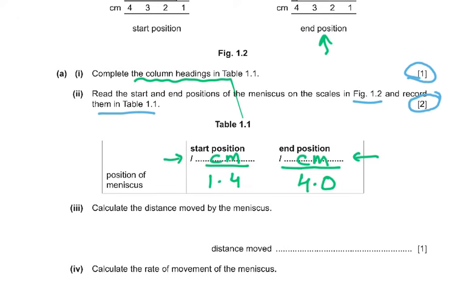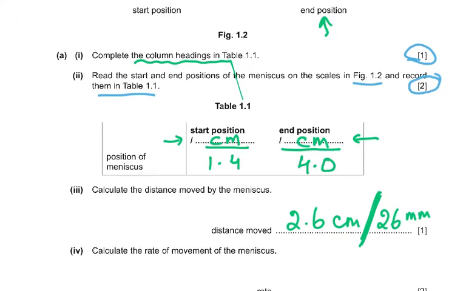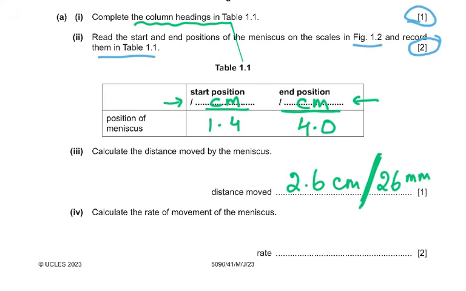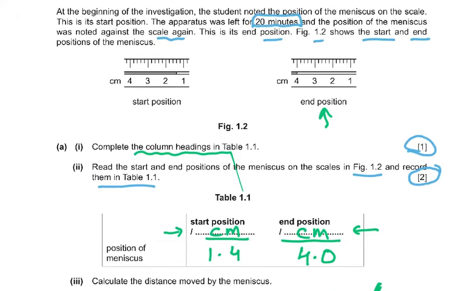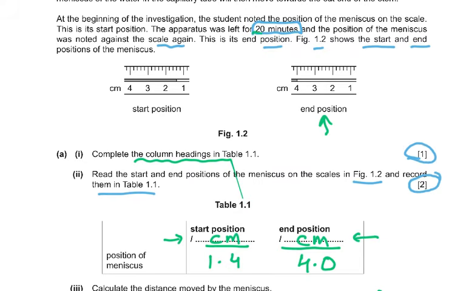Now calculate the distance moved by the meniscus. Distance moved will be how much? It will be 2.6 centimeter. Or you could have written 26 millimeter. So when I put a slash here like this, it means either this or this. It doesn't mean you have to write both of them. Now it says calculate the rate of the movement of the meniscus. Now how will you calculate the rate? That's an important thing, because how much time did it take us to do this? The apparatus was left for 20 minutes.